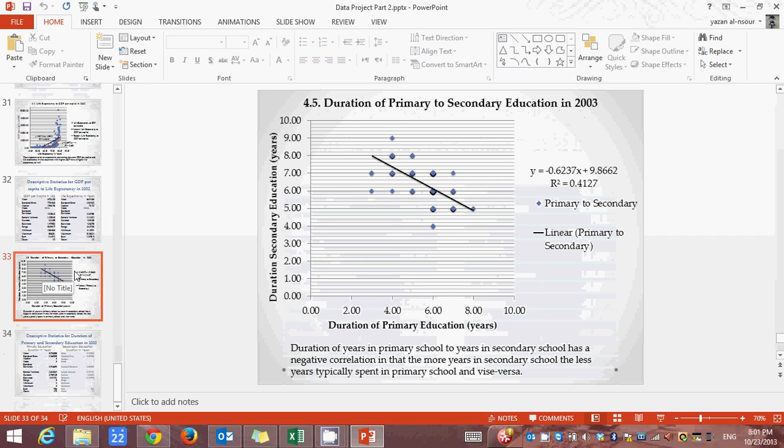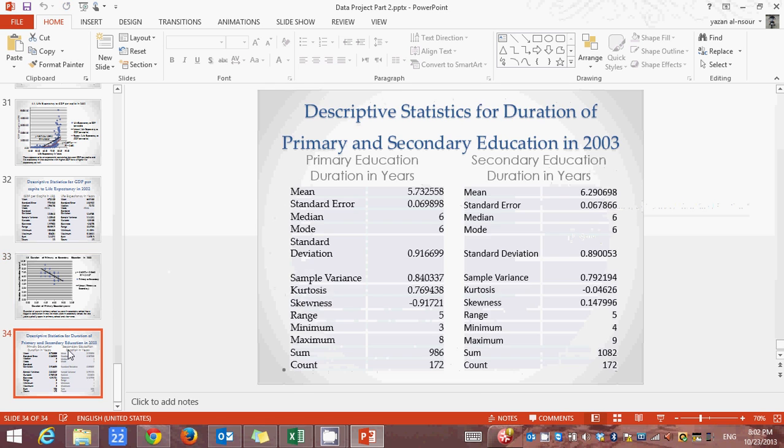The fifth graph, the duration of primary to secondary education. So this is the duration of secondary, and this is the primary. So duration of years in primary school to years in secondary school has a negative correlation. That is, the more years in secondary school, the fewer years typically spent in primary school, and vice versa. And then the equation, the R square, is kind of low. And then last thing, the descriptive statistic for those.